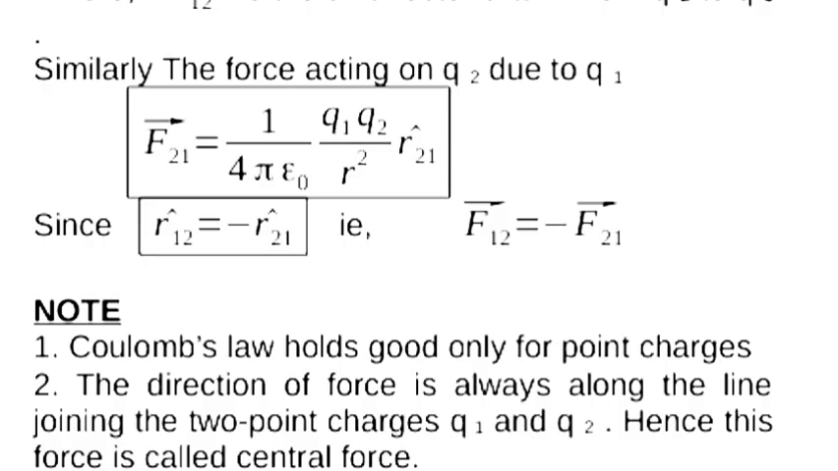Similarly, the force acting on Q2 due to Q1, F21 equals 1 by 4 pi epsilon 0 Q1 Q2 by r square r21. Since r12 equals minus r21, F12 equals minus F21. Note: 1. Coulomb's law holds good only for point charges. 2. The direction of force is always along the line joining the 2 point charges Q1 and Q2. Hence, this force is called central force.